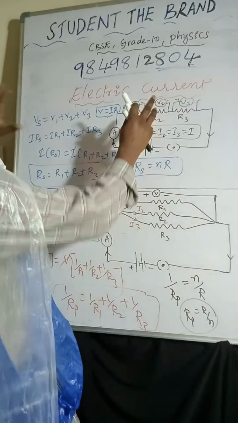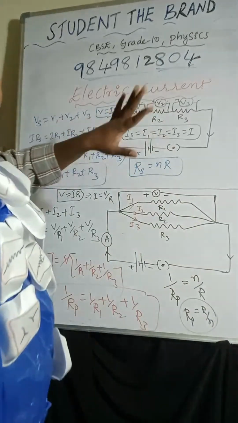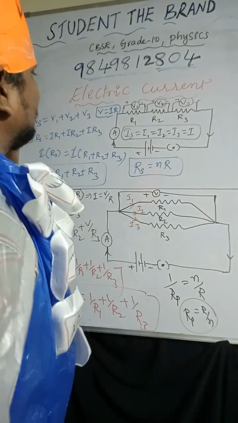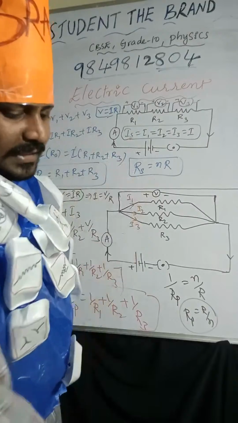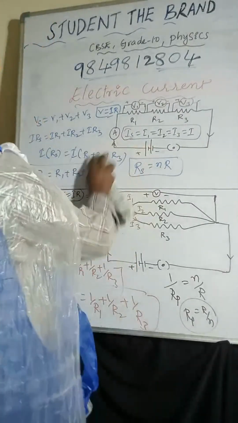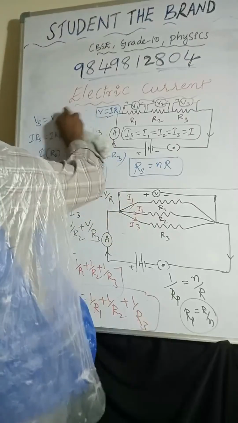So this is about resistors connected in series combination and resistors connected in parallel combination. So that's enough. Now we will discuss Kirchhoff's law.